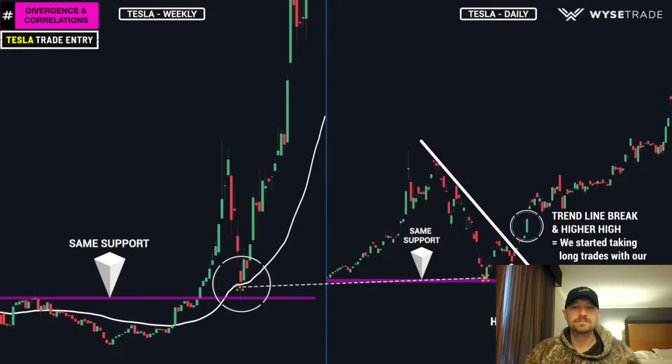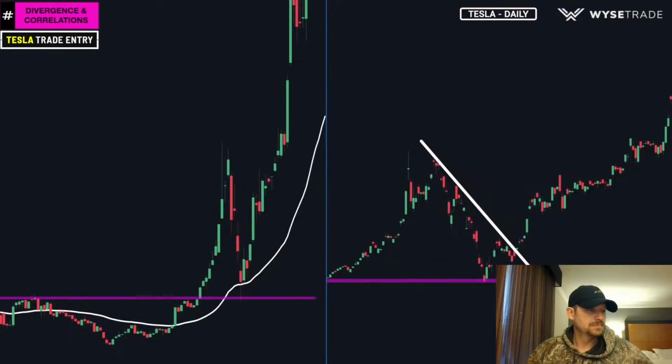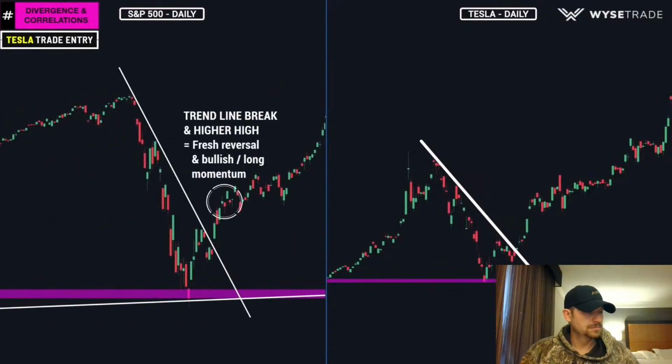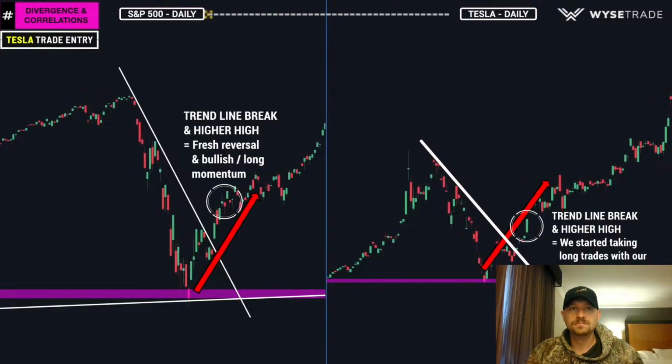Now, this was already a great long trade entry, but to add even more strength and increase the trade quality, we used the correlation to the S&P 500. So let's pull it up and put it beside. So again, the S&P 500 had a reversal and fresh bullish momentum, and Tesla also had a bullish bias through its fresh breakout. So knowing this, we used the correlation from the S&P 500 to the Tesla stock to increase the trade quality, making this an A+ trade entry.